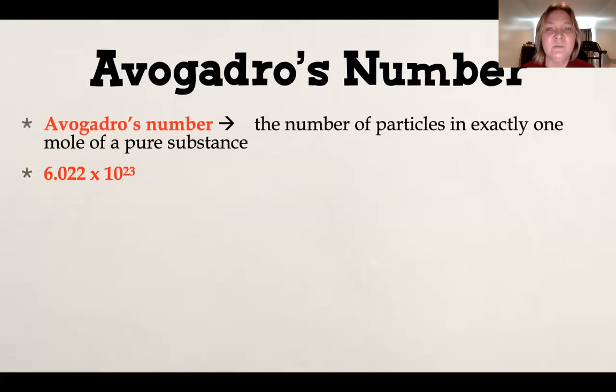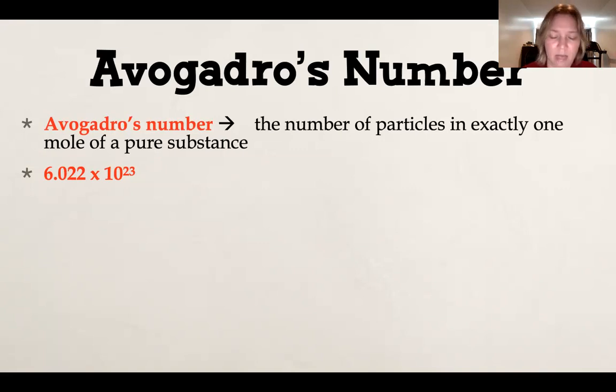So Avogadro's number is the number of particles in exactly 1 mole of a pure substance, and that number specifically is 6.022 times 10 to the power 23. Yes, you have to remember that number. You'll be using that number for the next 2.5 years or 3 years. I think I teach science in semester 2 for grade 12 now. That's just a new thing that happened.